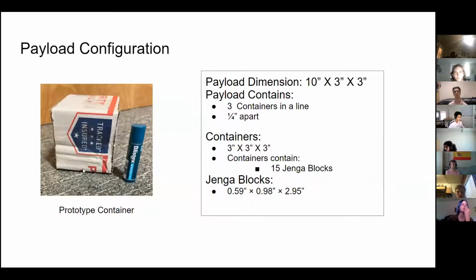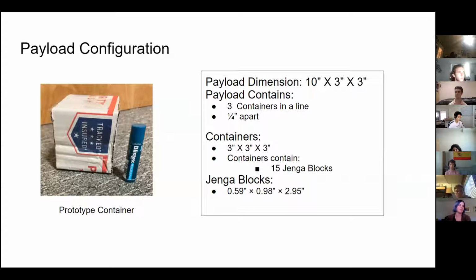Yes, this is our payload. It consists of 3 containers. The containers on the left there are modeled in ratio by a chapstick. We'll have 3 containers, each holding 15 Jenga blocks. The containers will be 3 inches by 3 inches by 3 inches. Our total payload will be the 3 containers in a line.